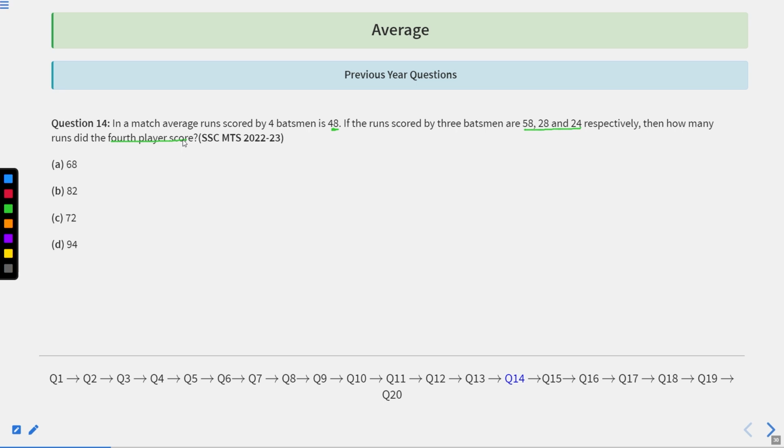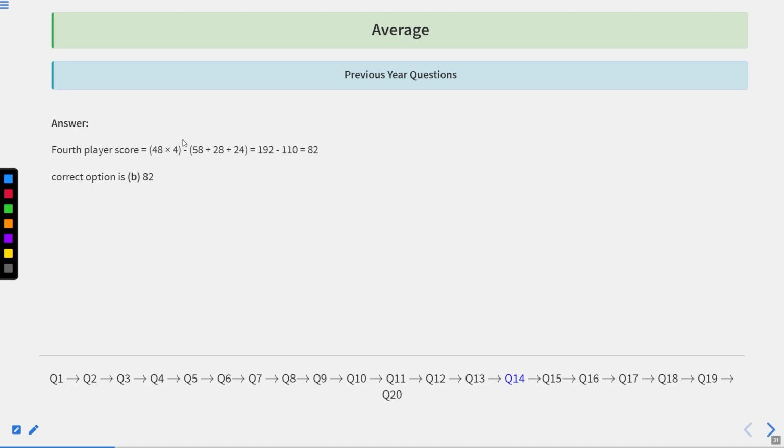So there is a cricket match going on, and the average runs scored by 4 batsmen is 48. If I provide you with the runs scored by 3 batsmen out of 4, then what is the run scored by the fourth batsman? That is what we are interested in.